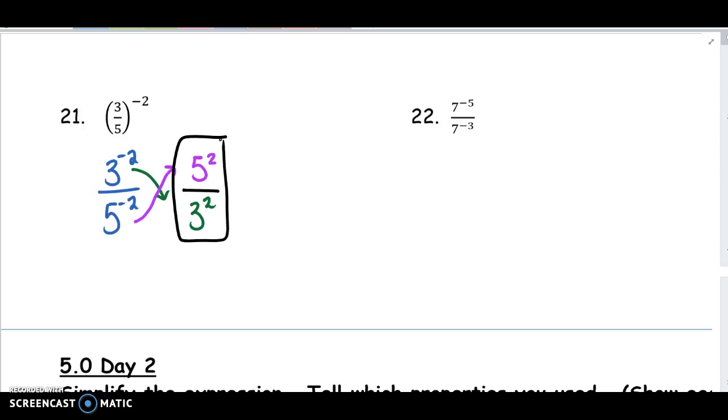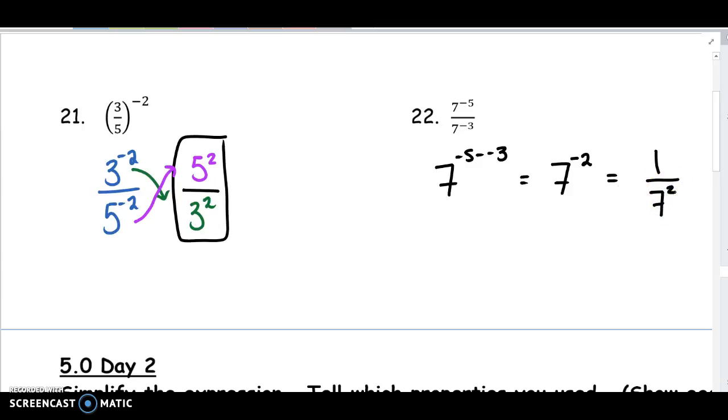Okay, number 22, 7 to the negative 5th over 7 to the negative 3. Because the bases are the same, what can we do with the exponents? Subtract them. So 7 raised to the negative 5 minus a negative 3, which is 7 to the negative 2. Which becomes 1 over 7 squared, or 1 over 49.